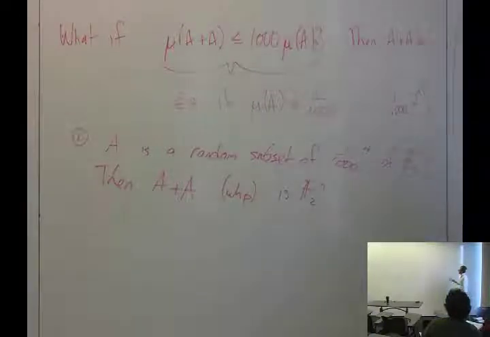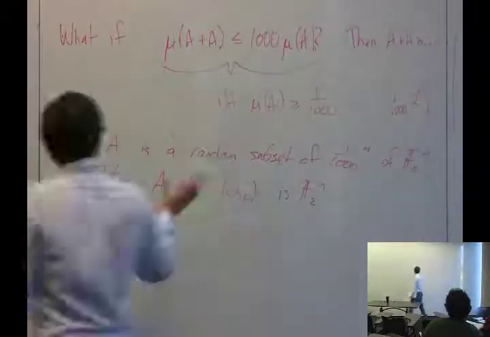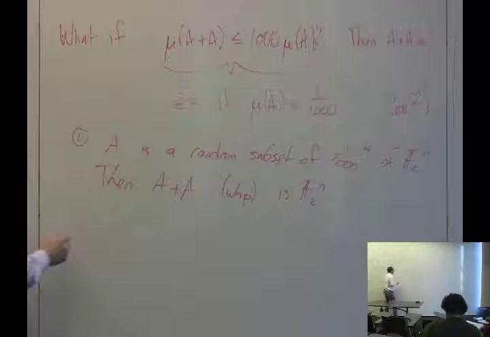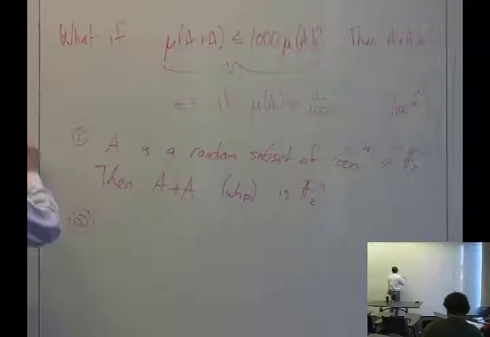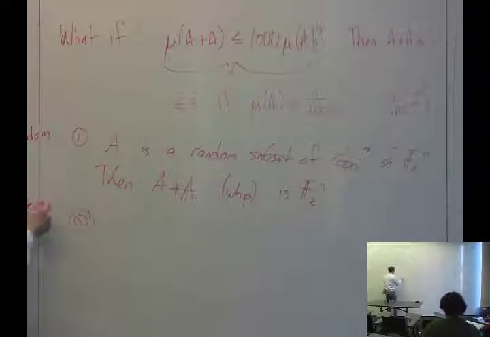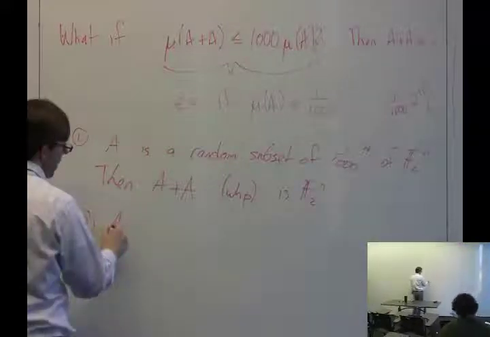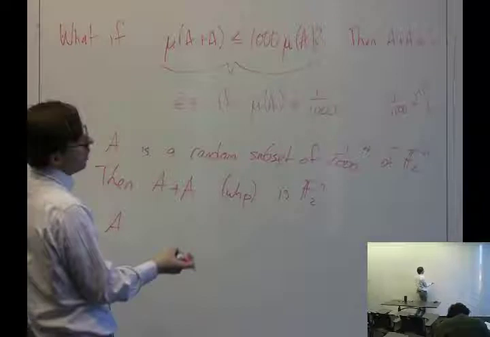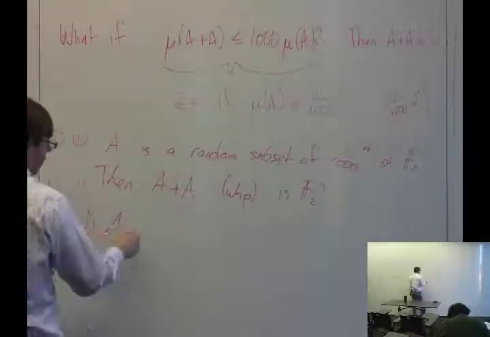Okay, so this is one possibility. If A is a random set, then you'll just get everything if you take the sum set. Sort of the totally opposite case, this is like the randomness case, this is like the structure case, is A could be a subspace. That's a case where we know nothing happens if you do the sum set.